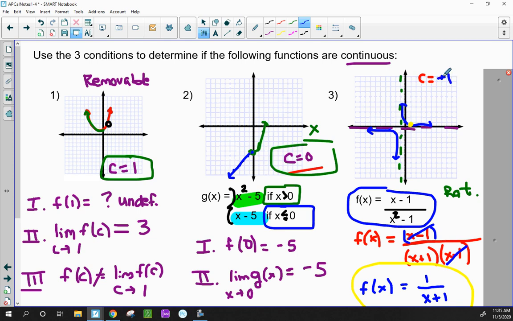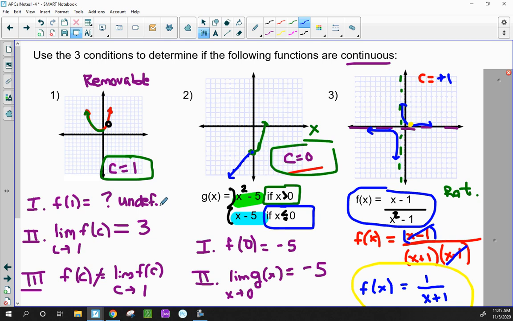So what about 1? Well, does f of 1 exist? F of 1? No, there's a hole there. So for condition 1, you'd write undefined. Condition 2, what's the limit as x approaches 1? What is this graph doing? Well, the graph is getting closer and closer to 1/2, we said. So that one, too, has an answer. Condition 1 is undefined. Condition 2, the limit is 1/2.